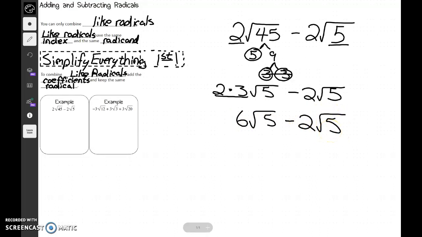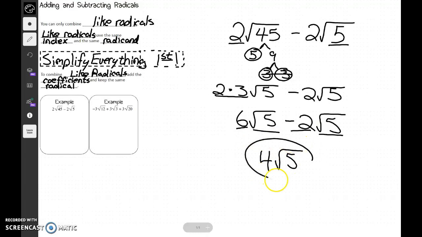So to finish this problem out, now if we look, we see that our radicals are the same. So if those radicals are the same, we just basically add or subtract the two numbers in front, the coefficients. So here, what would be 6 minus 2? 4. So we get 4 on the square root of 5.